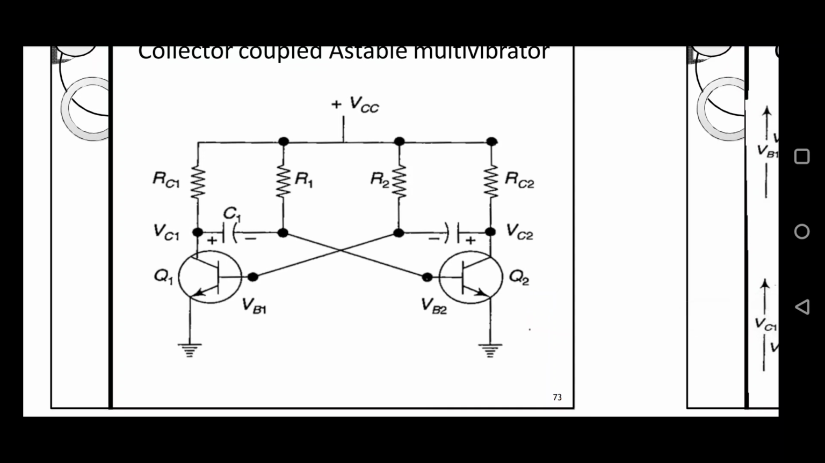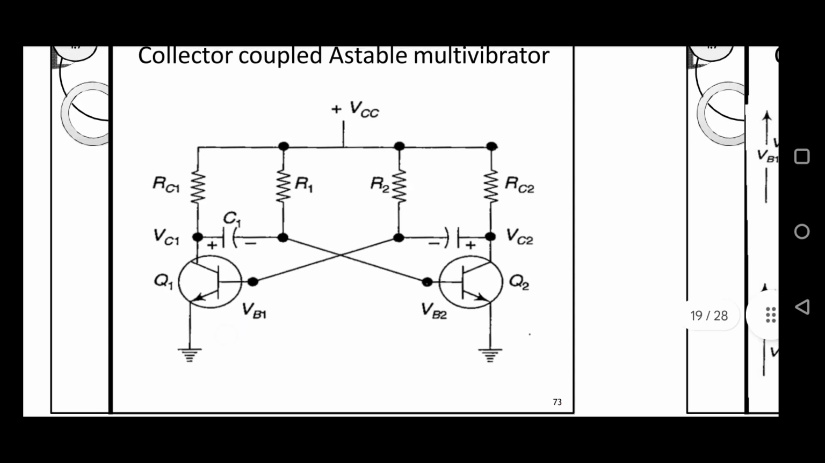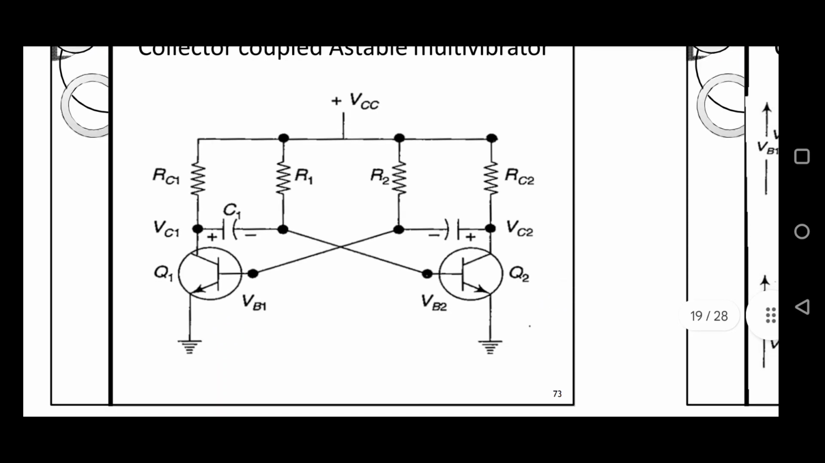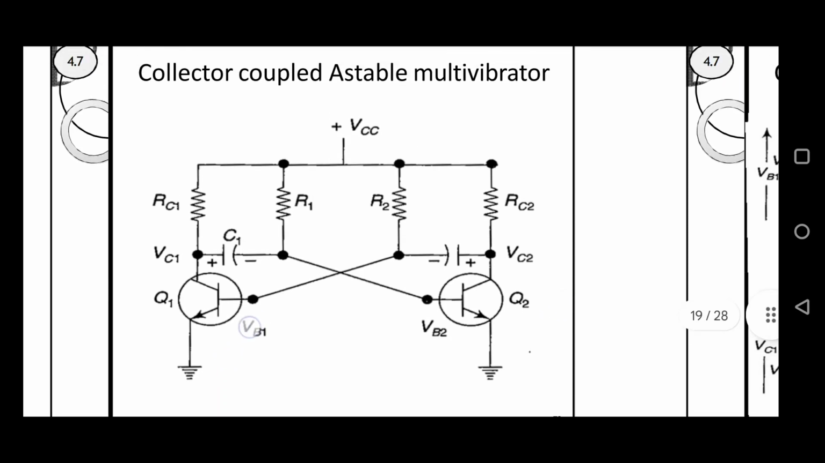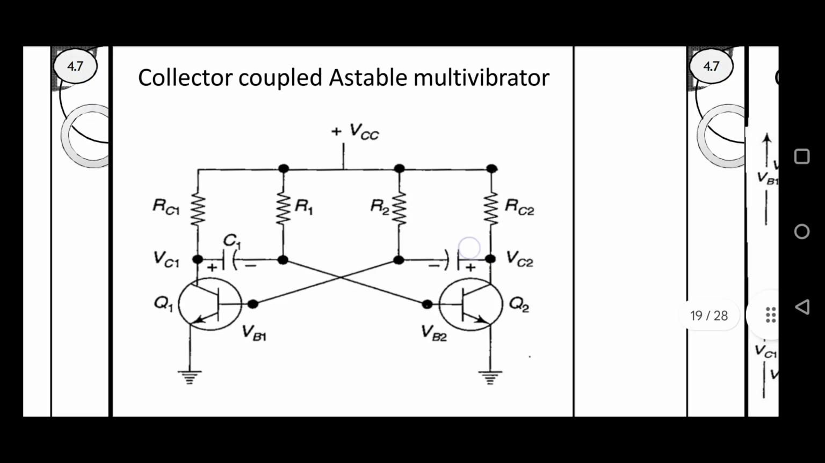Clear? This is the simple concept. When VB1 reaches the cut-in voltage, the transition automatically changes to the condition where Q1 is on and Q2 is off. So what will happen when Q1 is on and Q2 is off? Again the same process: C2 starts to charge through the path VCC, RC2 and C2, right?